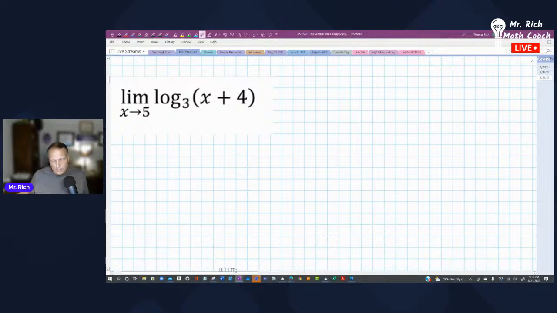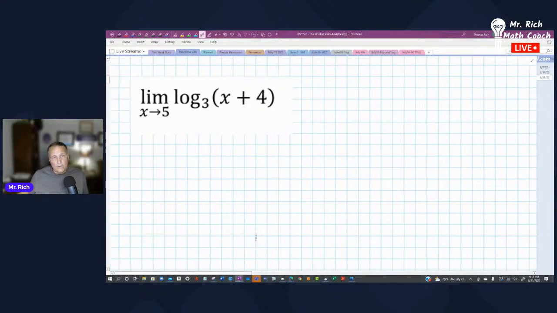I picked both of these because they involve logarithms and they require you to use some knowledge of logs to get to an ultimate final simplified answer. But again, I'm going to try direct substitution.